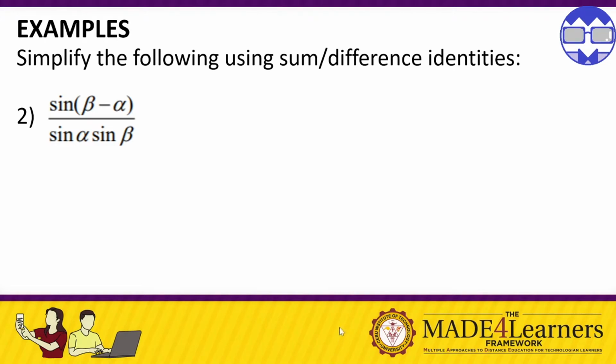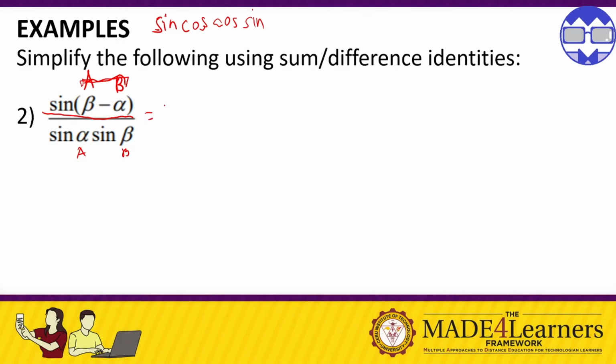Let's have example 2. For example 2, we have sine of beta minus alpha over sine alpha sine beta. Obviously we are going to use sin cos, cos sin because the angle of sine in the numerator, beta minus alpha, has two terms. So our beta is A and our alpha is B.